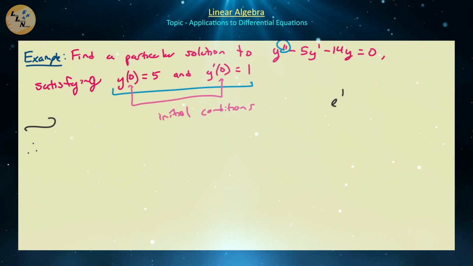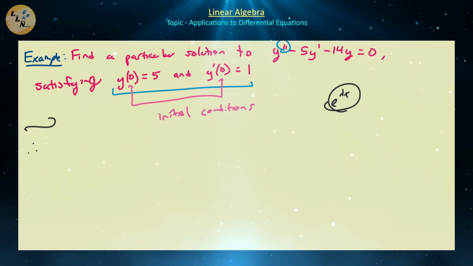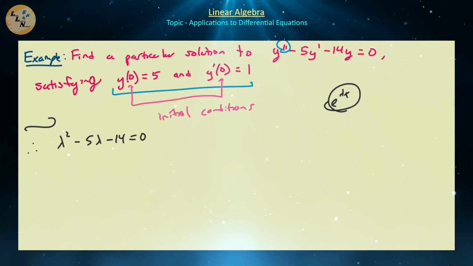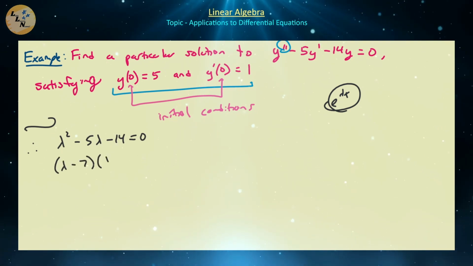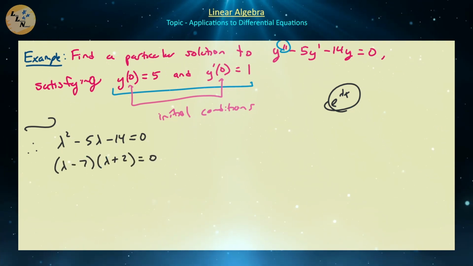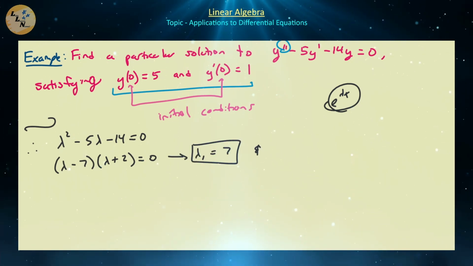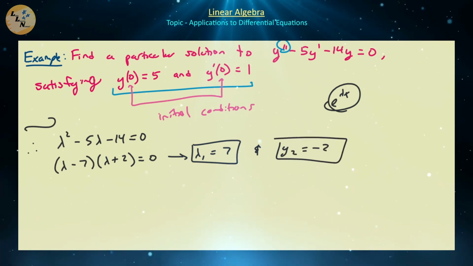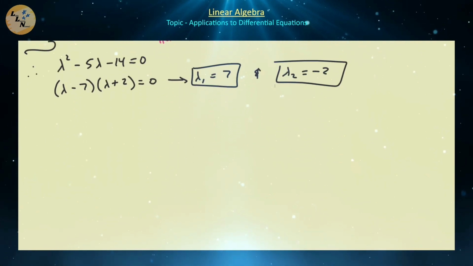So as usual, we're going to assume that e to the lambda x is going to be our particular eigenfunction for this differential operator, which we have already verified it is. So if we substitute, we're going to have lambda squared minus 5 lambda, and let's assume this is minus 14, is equal to 0, which we can factor as lambda minus 7 and lambda plus 2 is equal to 0. So we have two values, lambda 1 is equal to 7, and lambda 2 is equal to minus 2. Should be lambda, not y. So once we have our particular lambda values, we can state our general solution.